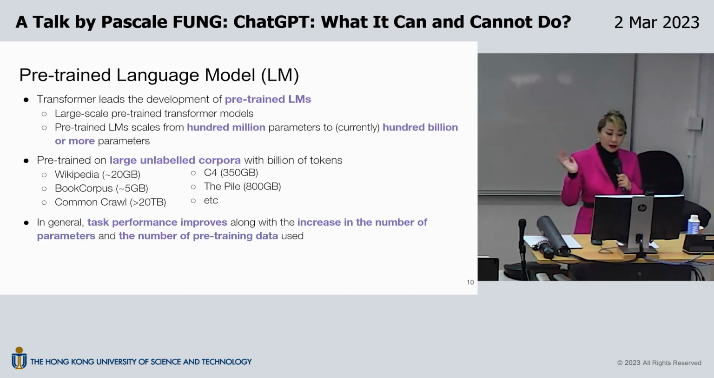The scaling really improves the task performance, and at a certain point, at some tipping point, it unlocked some amazing abilities. So when researchers train these models, they have no idea what abilities it's going to manifest.